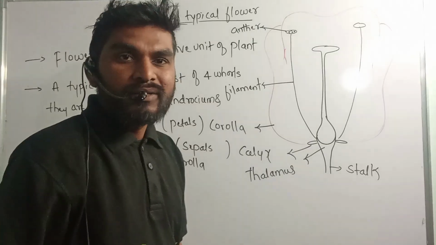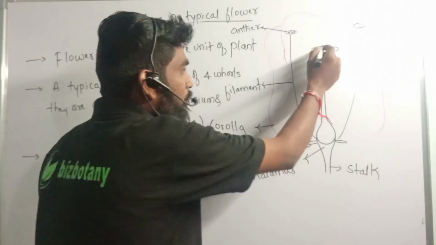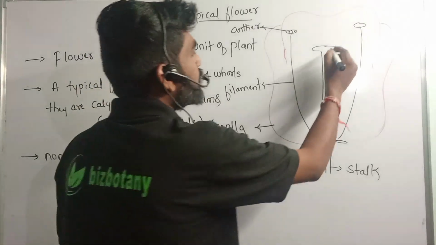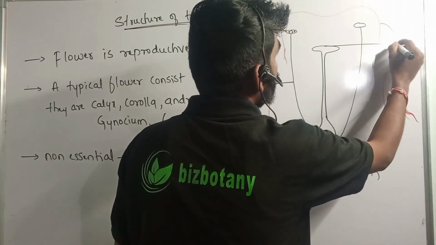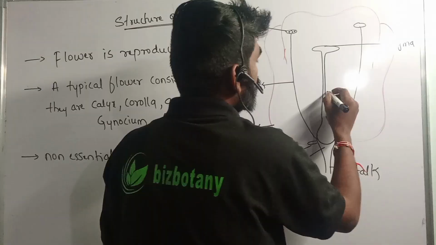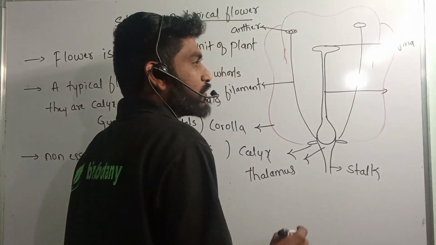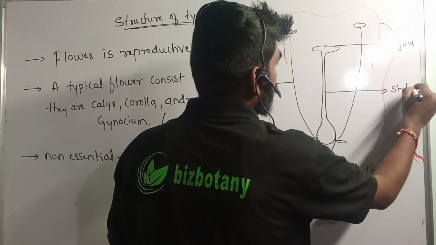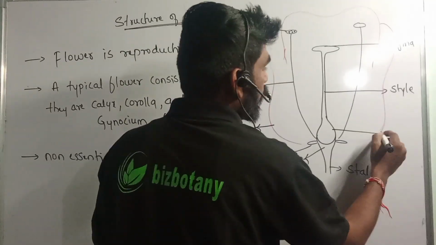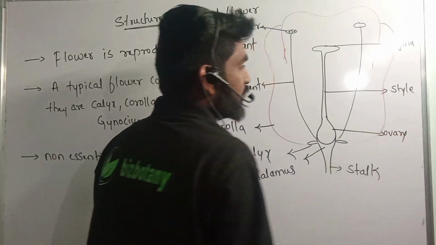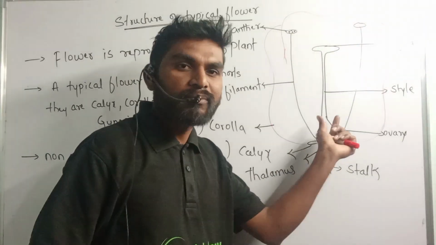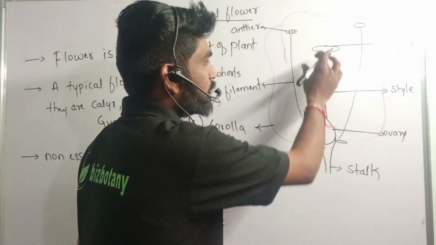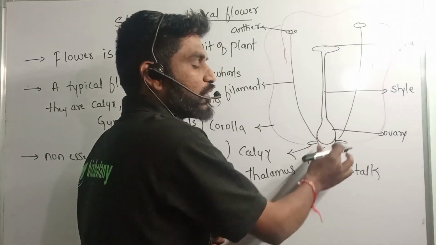Next is the gynoecium. This whole part we call the gynoecium part. Gynoecium usually consists of this stigma. This long elongated cylindrical structure we call the style. This basal part we call the ovary. These three structures make the gynoecium of the flower. Gynoecium is the female reproductive part of the flower.